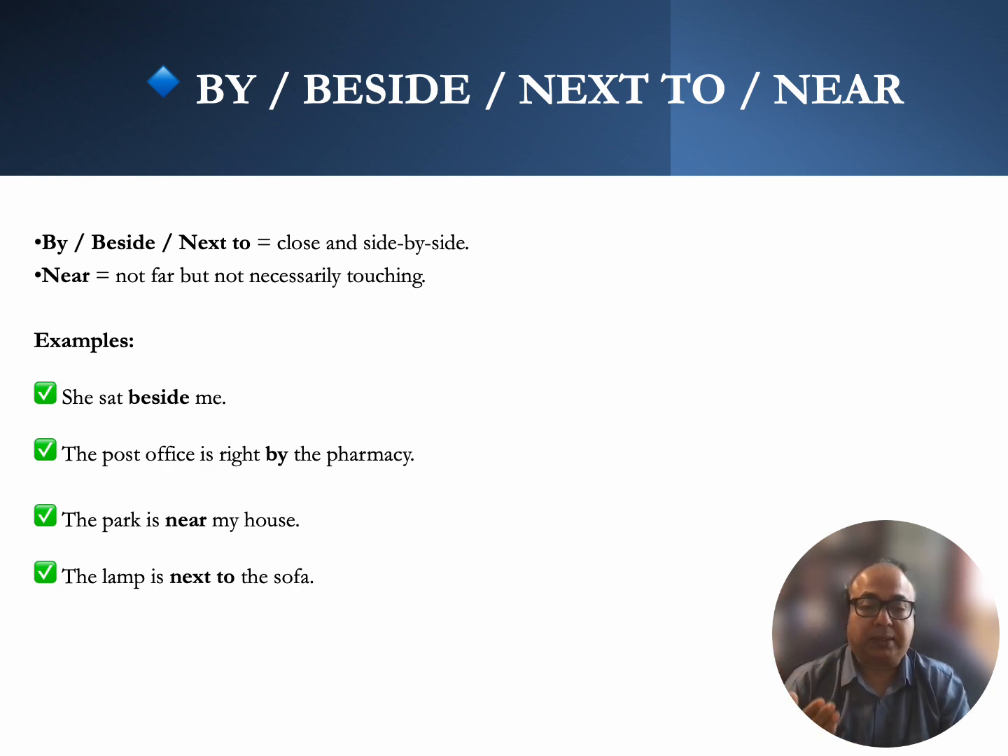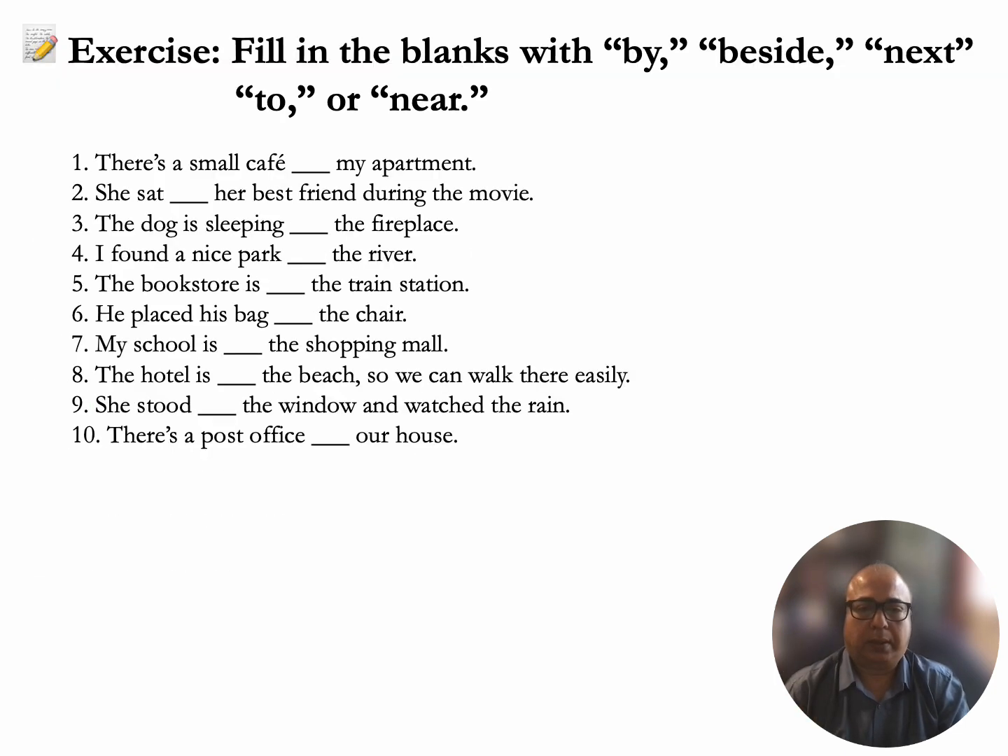So the park is near my house. The lamp is next to the sofa. Next means close. The post office is right by the pharmacy. And she sat beside me, next to me. All right? Do this exercise. Fill in the blanks with by, beside, next to, or near.